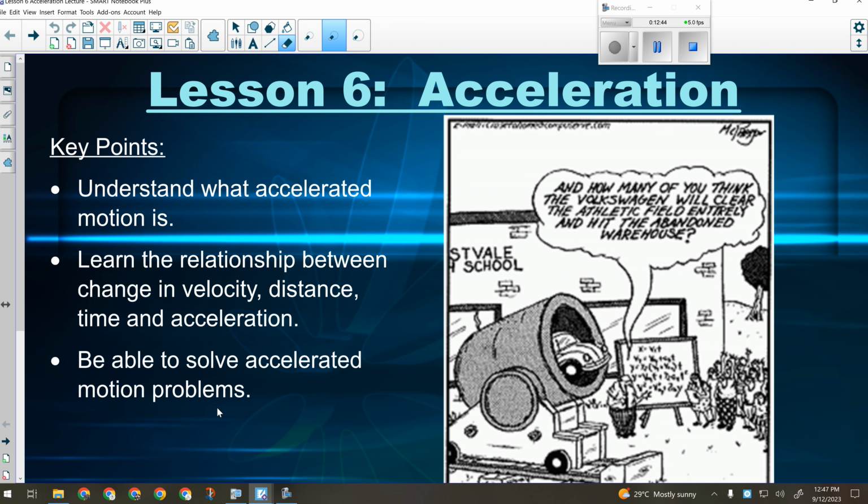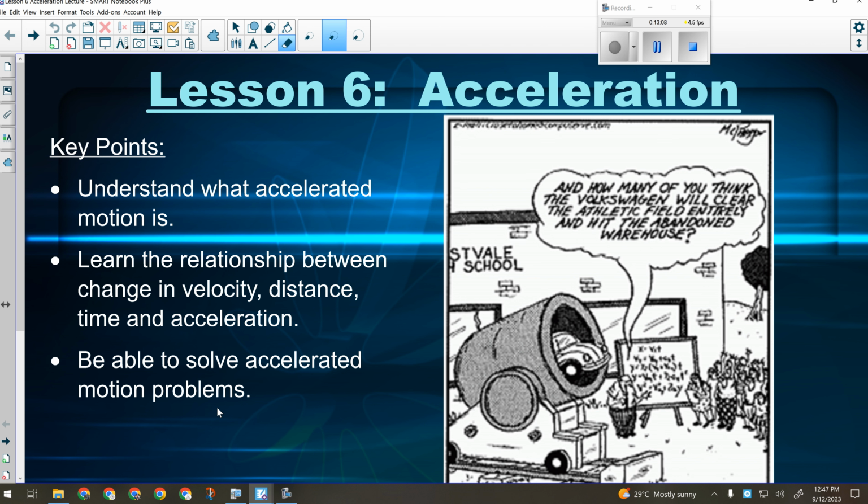So first key point: what is accelerated motion? Well, we've defined that I don't know how many times over the last few days. If something is changing its velocity, it's accelerating. Any change in velocity over time is an acceleration. Positive, negative, doesn't matter. Any change in velocity is accelerated motion.